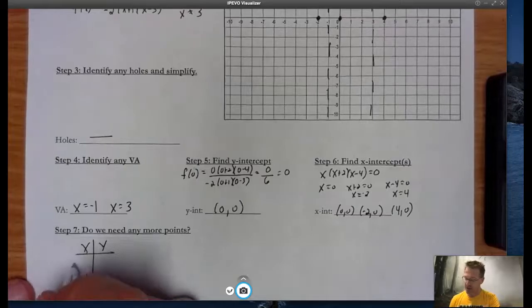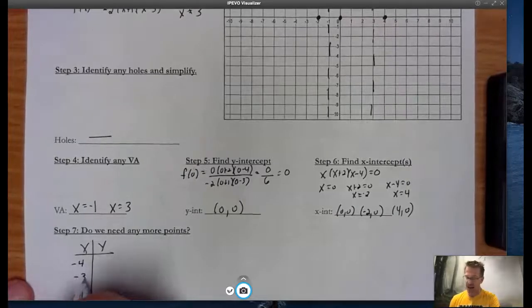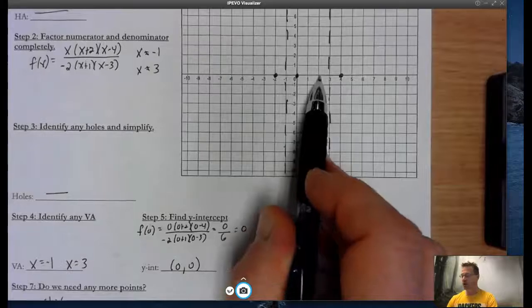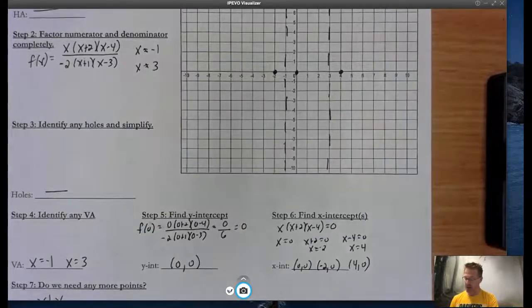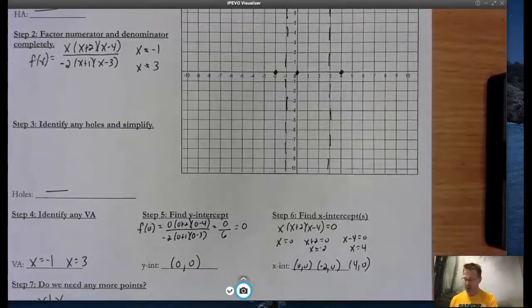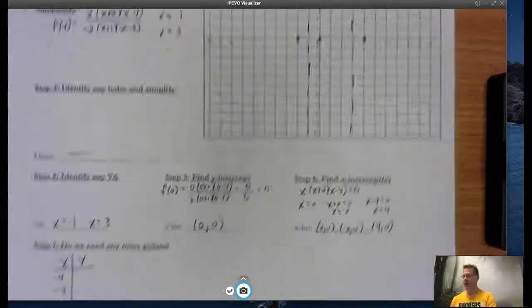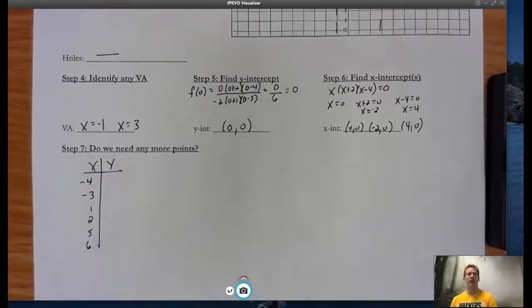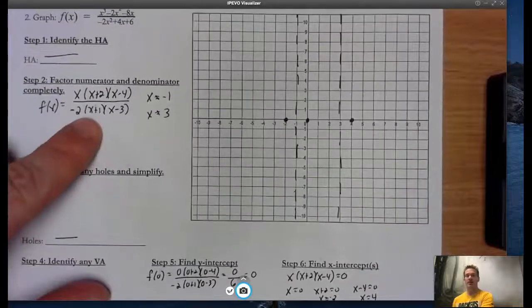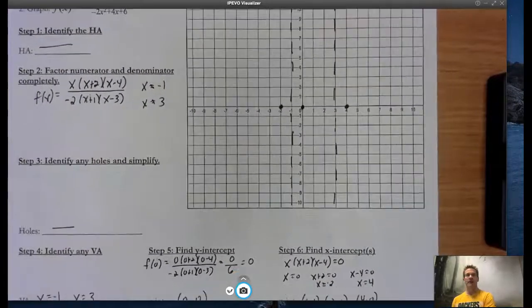All right, so I'm going to take negative 4 and plug it in. I'm going to take negative 3 and plug it in. Then I'm going to take 1 and 2 right here and plug them in and create points there. And then I'm going to take 5 and 6 here and plug those in. I'm going to take those points and plug them into our equation right here, just like what we did, to get my y values.